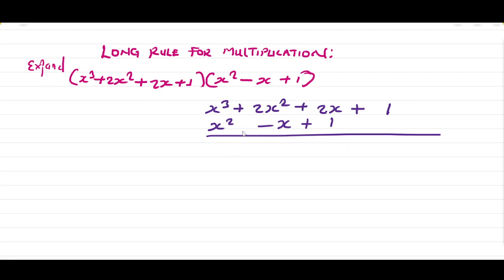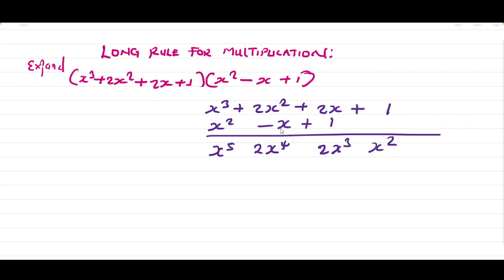x squared multiplies x cubed to get x to the fifth power. Then x squared multiplies 2x squared to get 2x to the fourth power. x squared multiplies 2x to get 2x to the third power. Then finally we have a single x squared here.